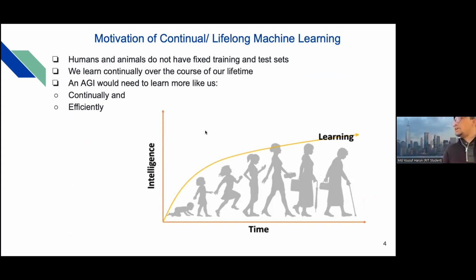So what is the motivation behind continual learning? Continual learning tries to mimic how humans and animals learn over time, as we learn continually over the course of our lifetime. An artificial general intelligence system should learn like us, continually and efficiently over time.